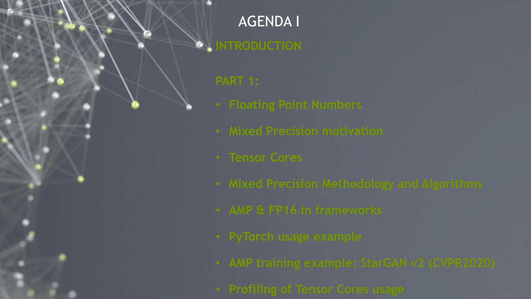After that, we'll take some complex neural network, some complex GAN, and it will be StarGAN version 2. In original implementation, this neural network was trained without automatic mixed precision mode. And we will take the code and we will modify it a little bit to train it in automatic mixed precision mode. And at the end, we will talk about profiling.